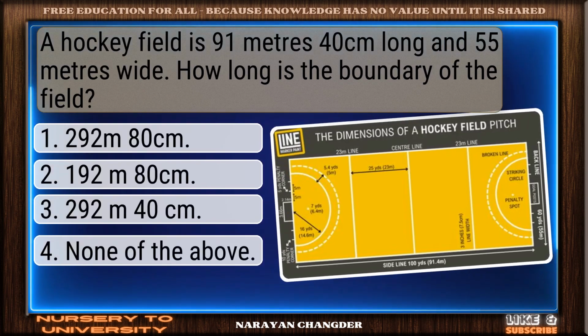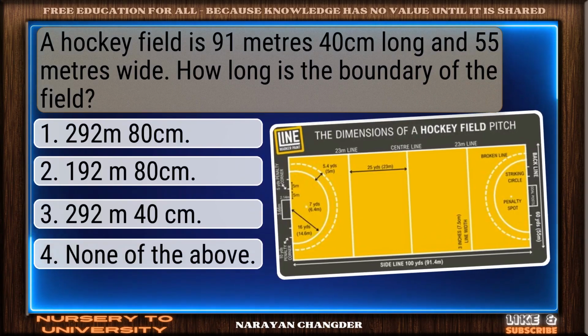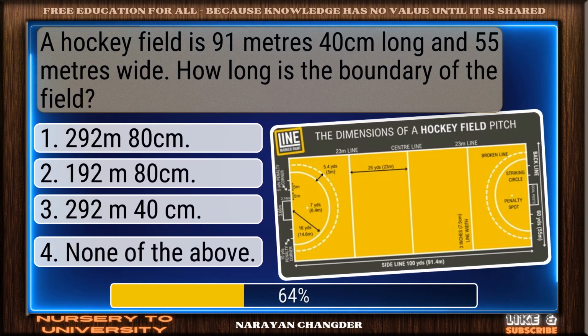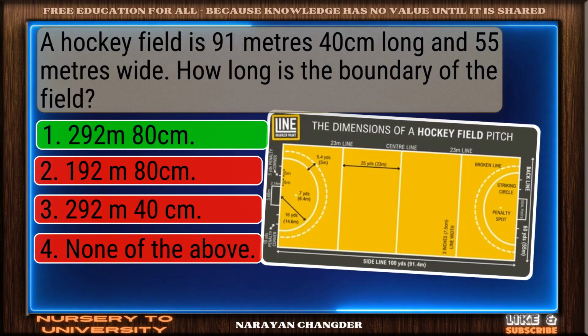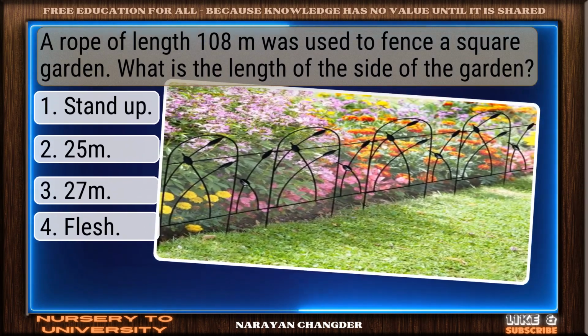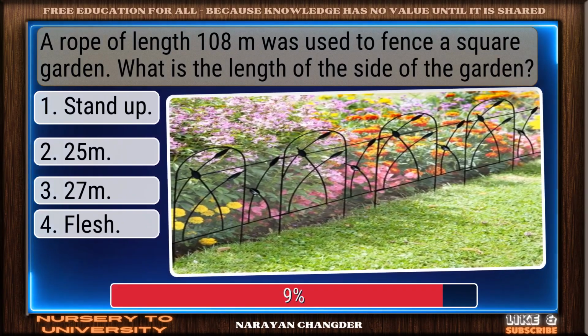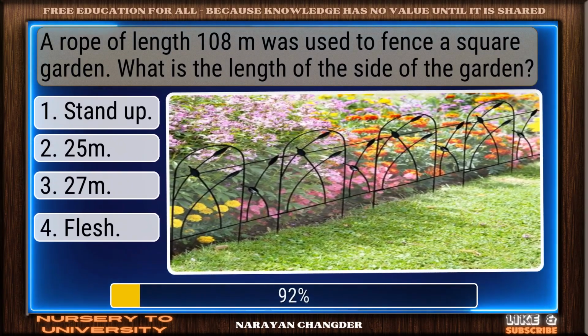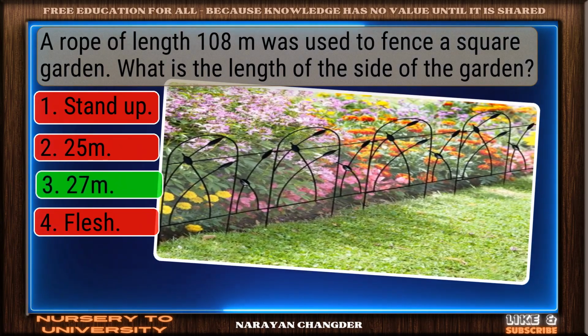A hockey field is 91 meters 40 cm long and 55 meters wide. How long is the boundary of the field? Excellent choice. 290 m is the right answer. A rope of length 108 m was used to fence a square garden. What is the length of the side of the garden? Well picked. 27 is the correct answer.